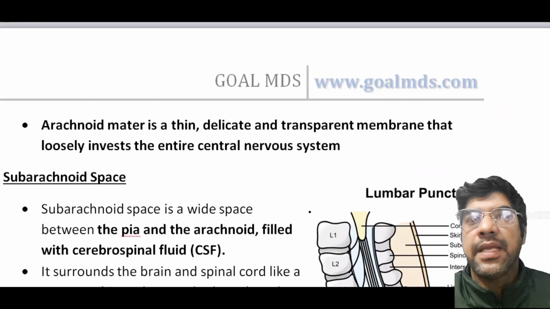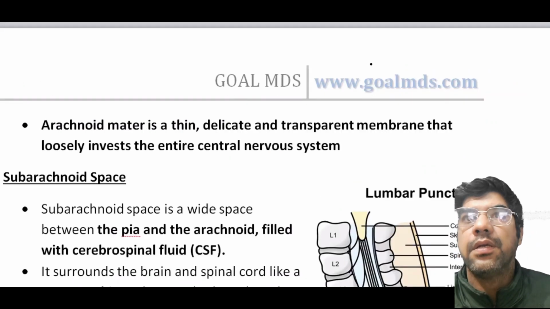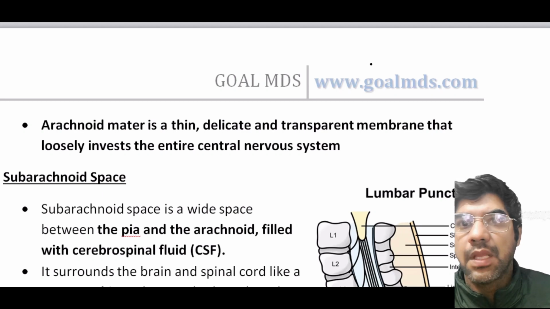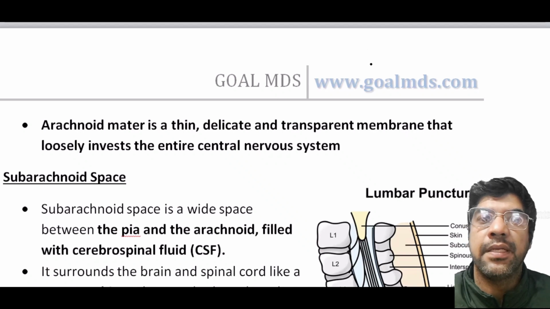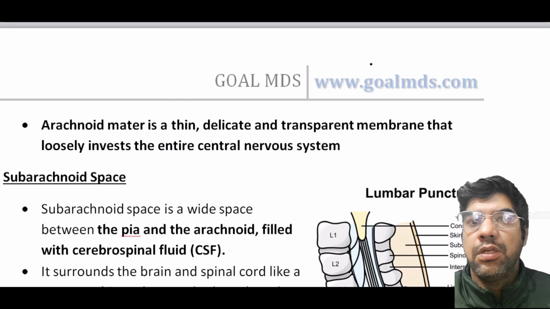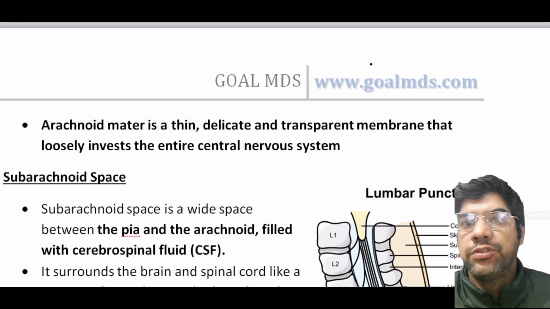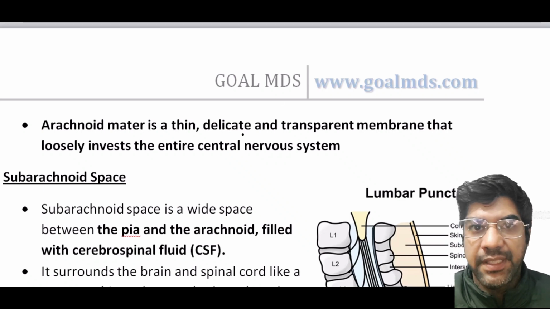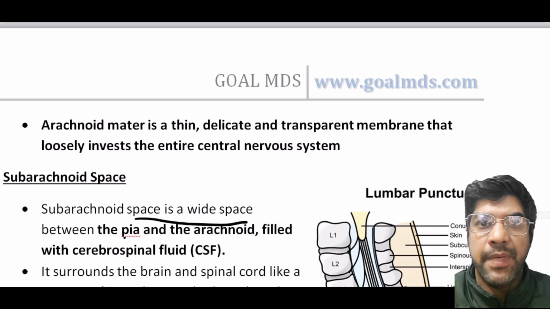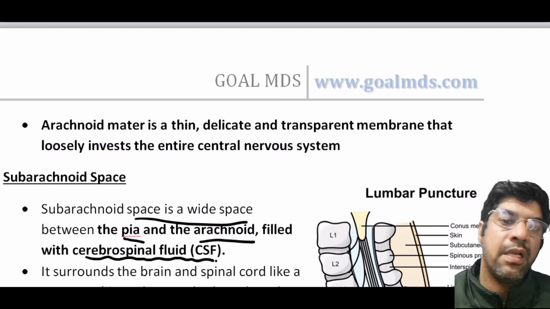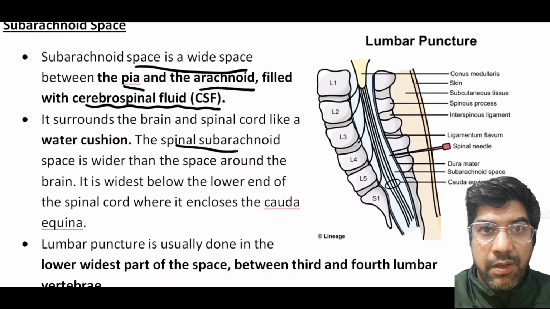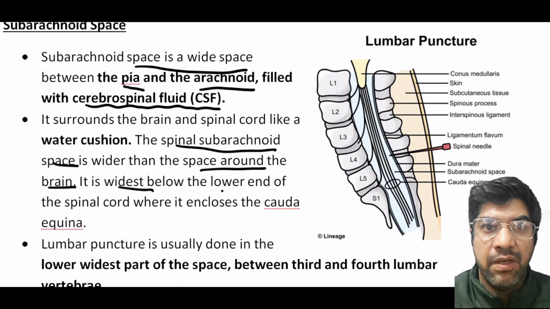The next structure is the delicate arachnoid mater. The arachnoid mater is a thin transparent membrane that loosely envelops the entire central nervous system. The subarachnoid space is a wide space between the pia mater and the arachnoid, and remember, it is filled with cerebrospinal fluid. The spinal subarachnoid space is wider than the space around the brain, and it is widest below the level of the spinal cord. Remember that.